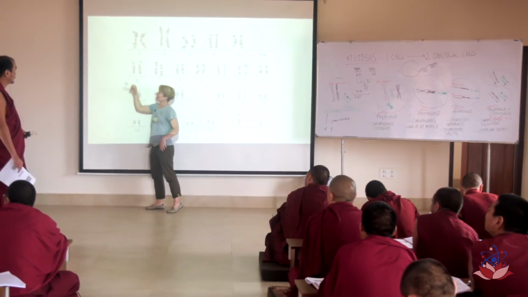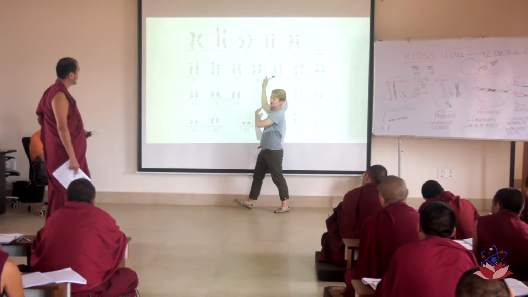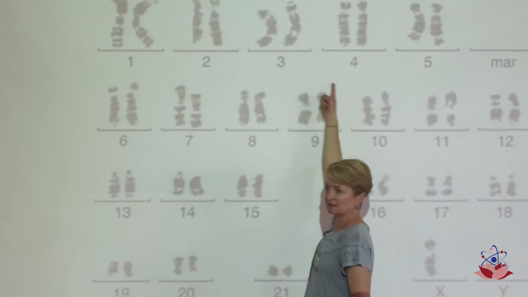In our body cells, we have 2 copies of chromosome 1, 2 copies of chromosome 2, and so on. But in either sperm or eggs, just 1 copy of each chromosome.